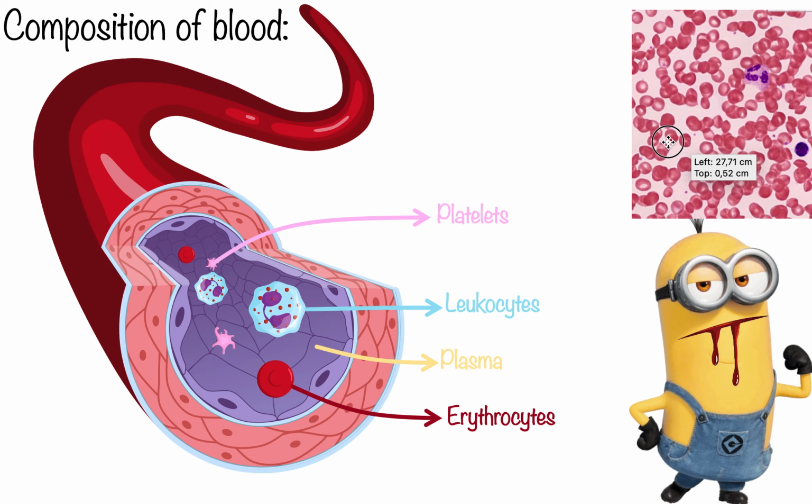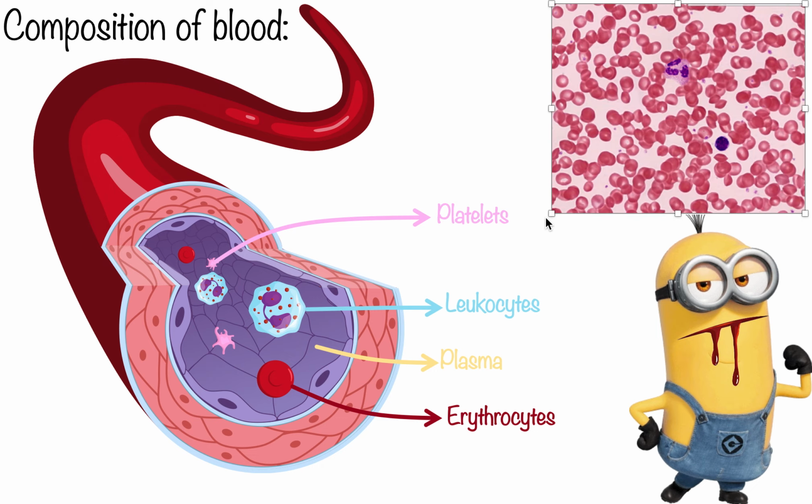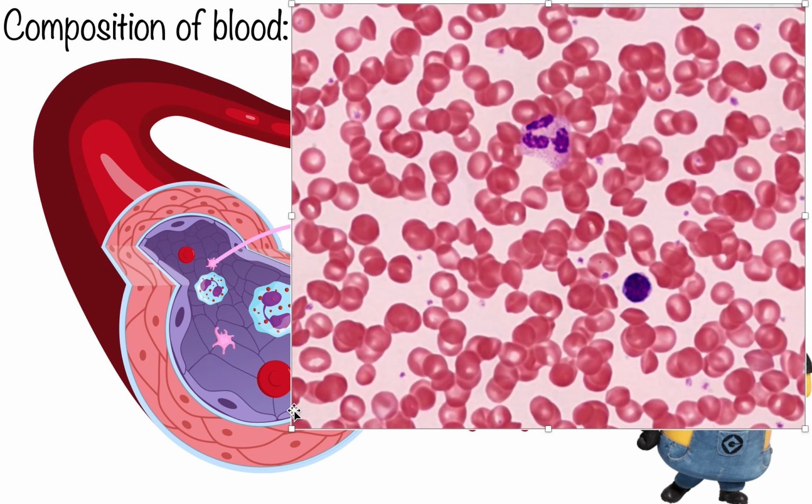So let me show you. Here we have what you can see under a microscope. I'm going to make it big. Look, what do we see? All these red things. We can't see the plasma because plasma is a transparent liquid. It's like water. You can't see it. It's here, but you can't see it. Okay, so we can see so many red blood cells. That's because most of our blood is red blood cells, right? It's what makes our blood look red.